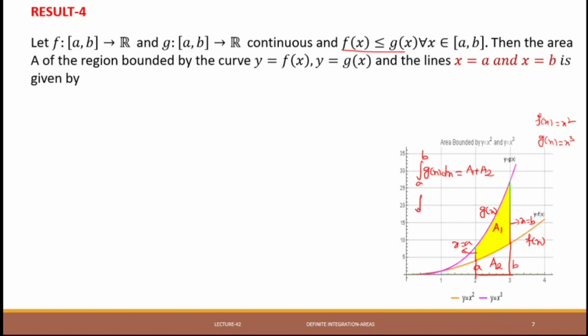Now let me ask one more question. Integral a to b f of x dx would be what? Now that means area under this curve f of x, so this curve is going to be a2. Now I require a1. So what is a1 here? So a1 is equal to integral a to b g of x dx minus a2.